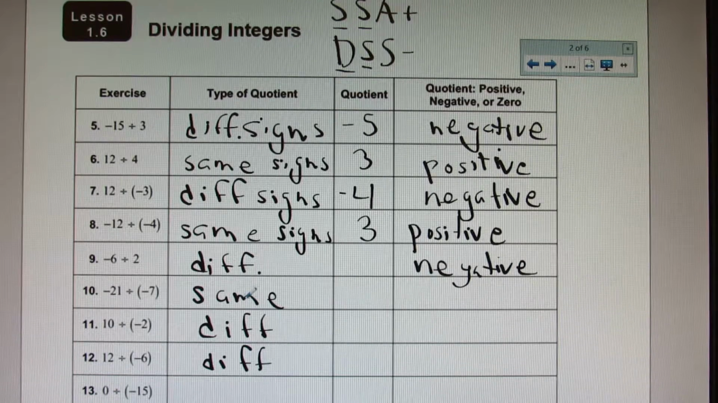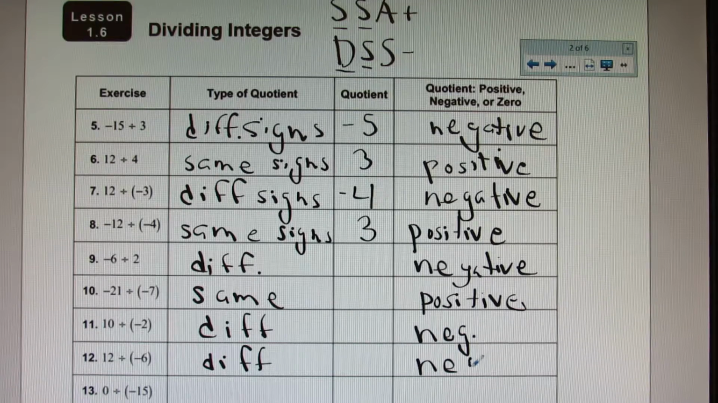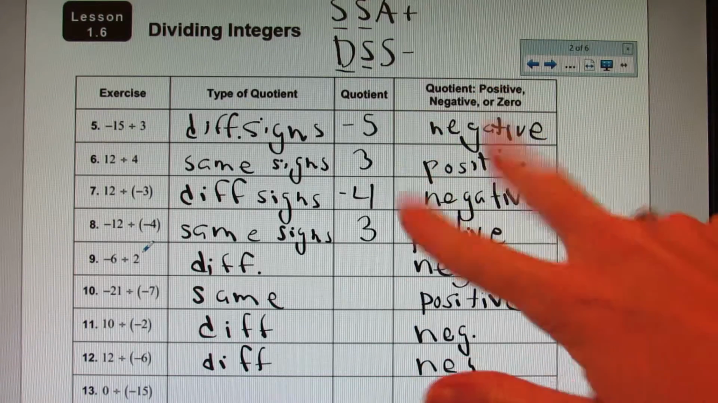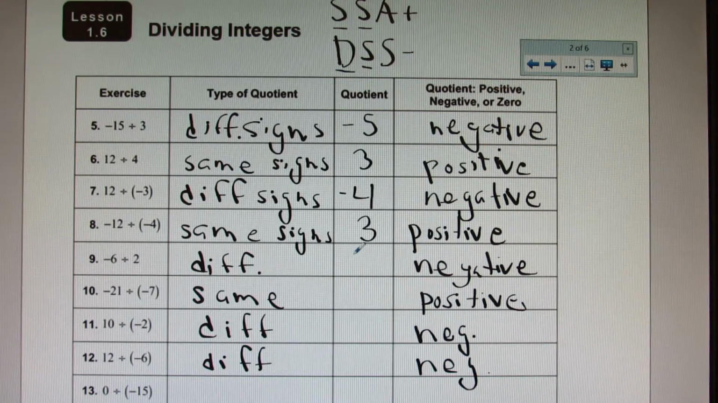And just because these guys have the same signs in number 10, my answer is going to be positive. Another negative. Another negative. So let's get these numbers down. 6 divided by 2, or 2 times what makes 6? Count by 2s: 2, 4, 6. I'm holding up 3 fingers. So my answer is going to be 3, but it's going to be negative because the signs were different.